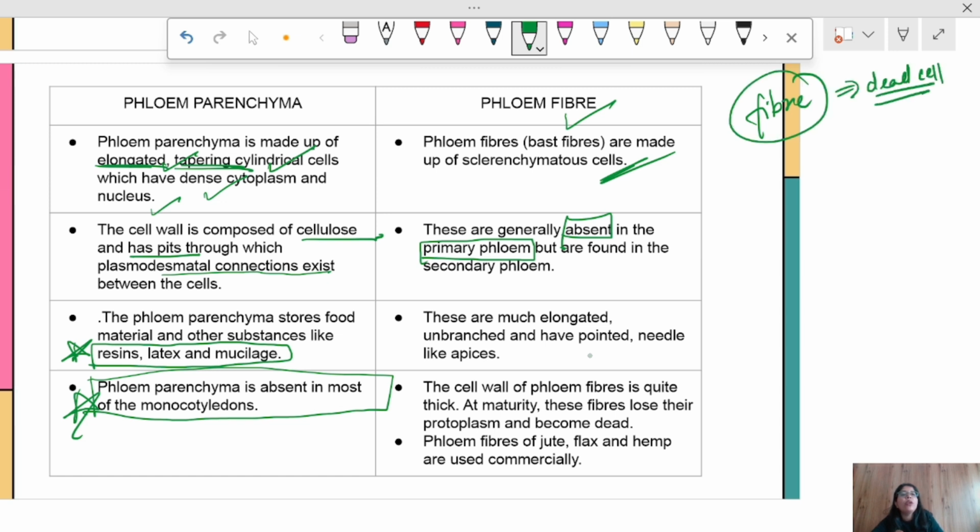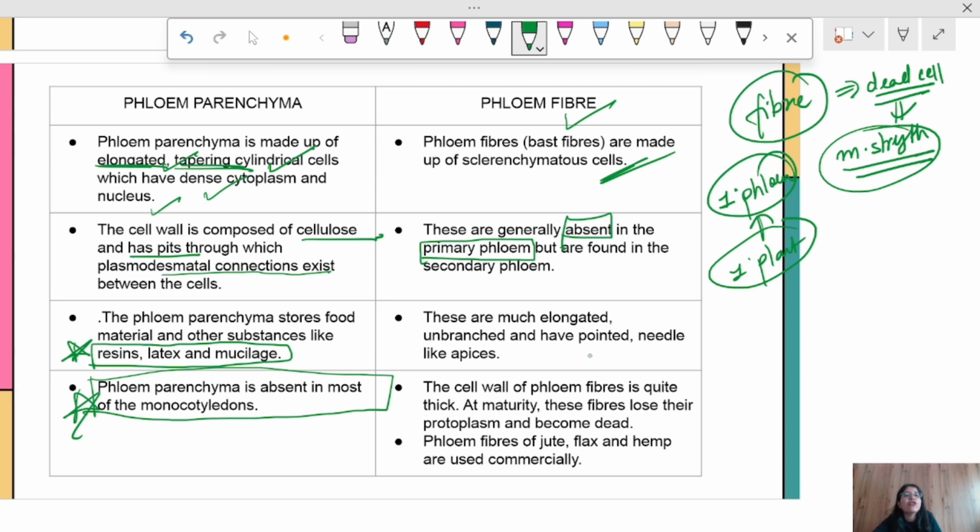It will be responsible for giving mechanical strength. If it is responsible for giving mechanical strength and you are talking about primary phloem, which is formed in the young plant, does it require any kind of mechanical strength when it is just growing? No. So there is no fiber in the young plant. Primary phloem lacks phloem fiber. Understood? There are different types of phloem: primary phloem, secondary phloem. Secondary phloem will have phloem fiber because at that time secondary growth has to happen, right?